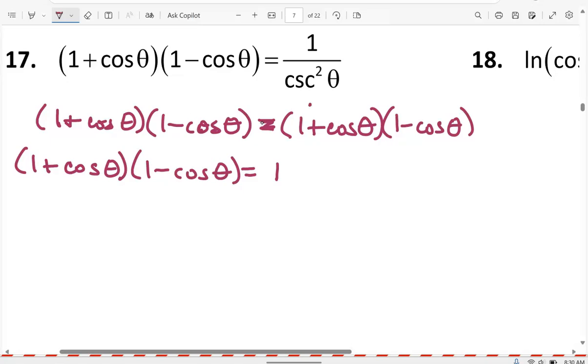And the product of the first is 1. The product of the inners is positive cosine of theta. Product of the outers is negative cosine of theta. Those add up to 0. And the product of the lasts is negative cosine squared of theta.